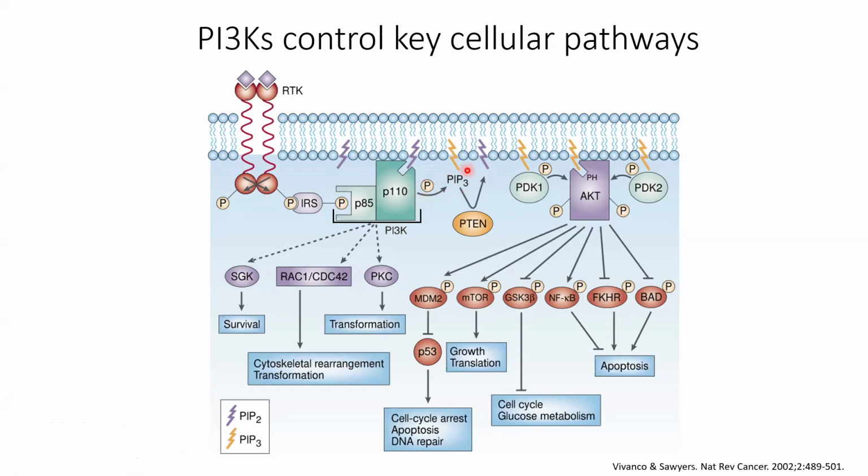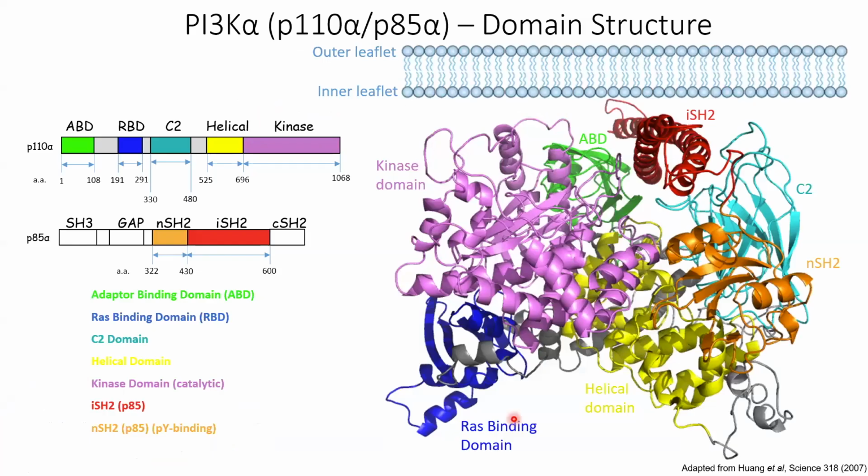PI3K then produces PIP3, which acts as a scaffold for a number of downstream proteins that contain pleckstrin homology domains, such as AKT and PDK. AKT can then participate in a number of signaling pathways that regulate multiple cellular phenotypes, including cell growth, transformation, survival, and apoptosis. So as I mentioned, PI3K consists of a p110 catalytic subunit and p85 regulatory subunit.